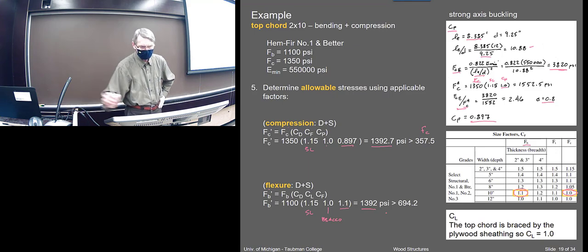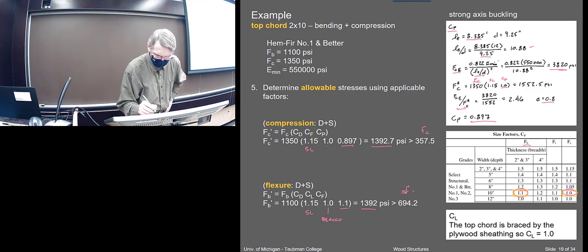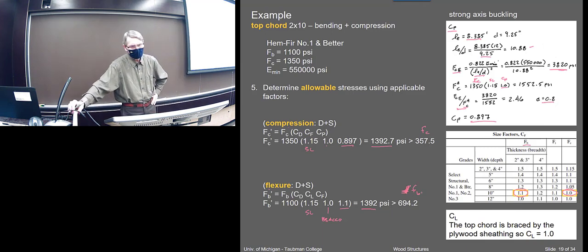1392, and that checks against the, whoa, man, that's supposed to be an FB of 69.4 that we just got on the other page. All right, that's the M over S. Okay, so those pass that.